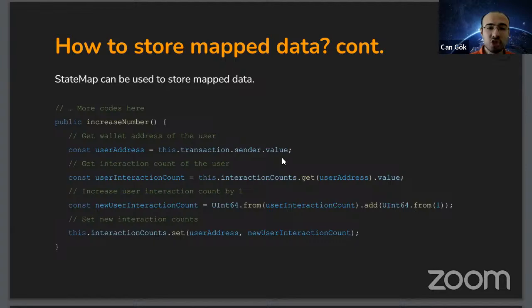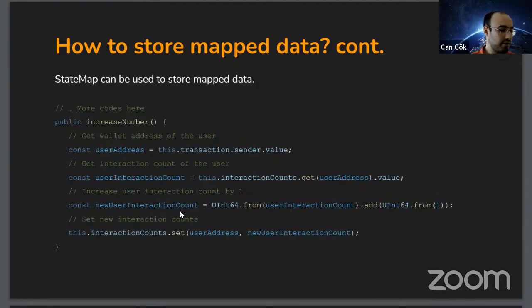With this way, we will know which user is actually trying to do something. We will talk about it in a little bit more detail in the upcoming slides. So we are getting the wallet address of the user. Then we are getting the user interaction count. But there is a very important, simple difference here. Instead of not giving anything, right now we have to give a key because there are multiple values and we have to describe which value we are trying to get. Of course, we want to get the user addresses value. So we can give the key as it is seen here.